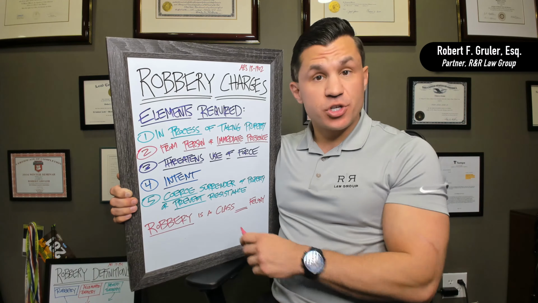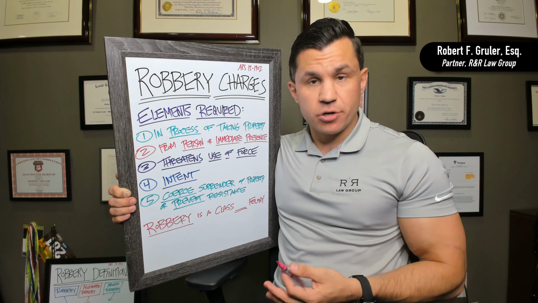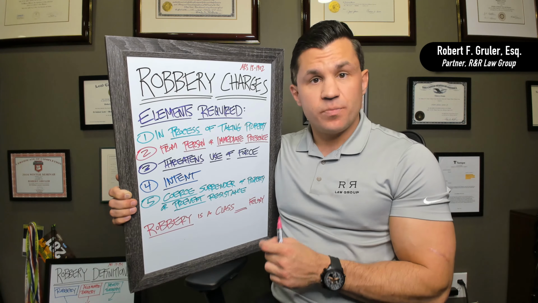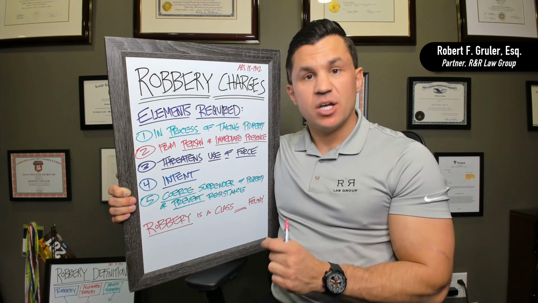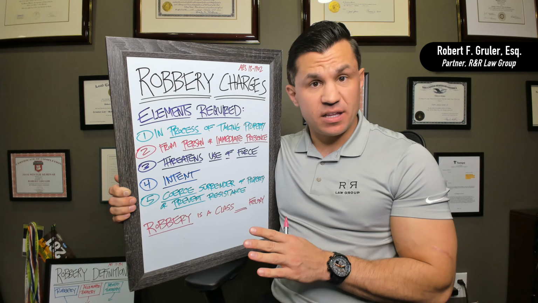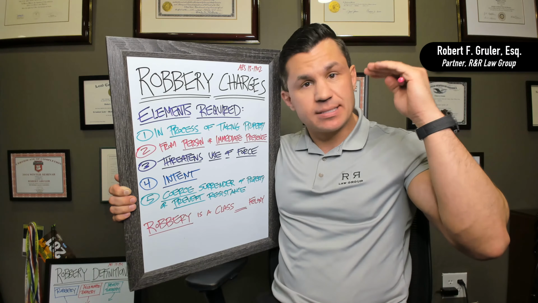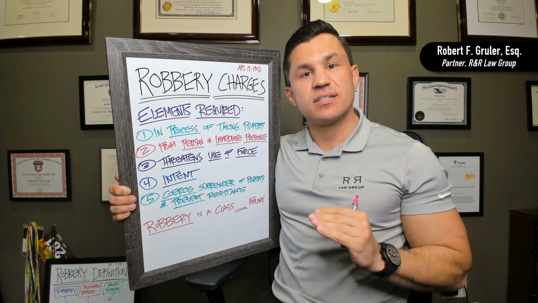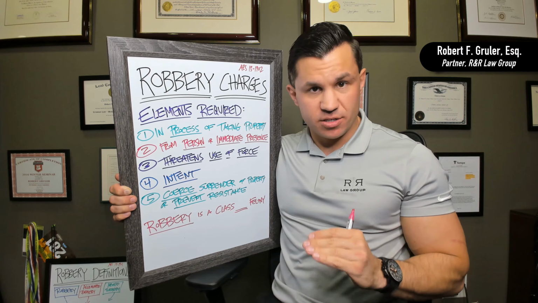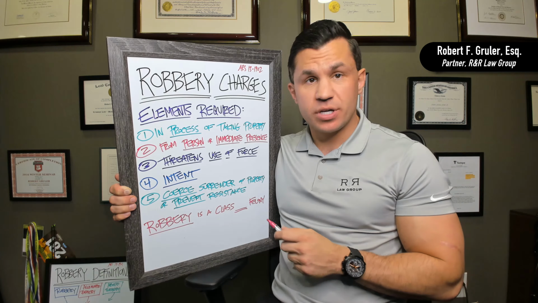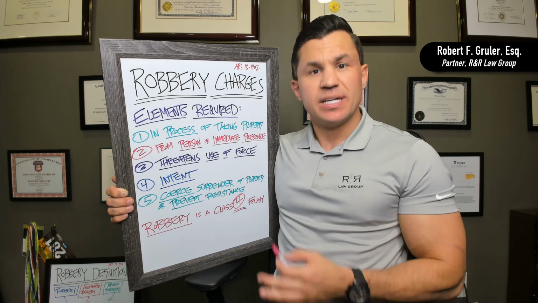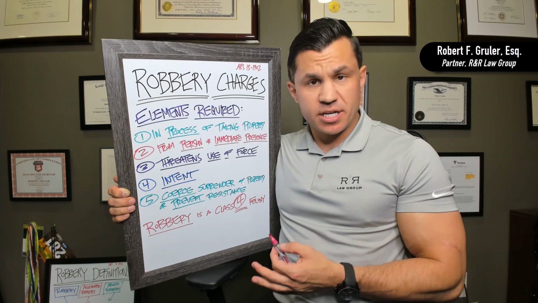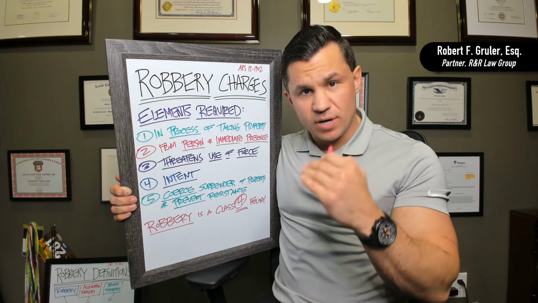Now that we know what the elements are, what are the penalties for robbery charges? As I said at the beginning of the video, there are more serious versions of robbery. In Arizona, we have 6 classifications of felony offenses. Class 1s are at the top. They're the most serious. Class 6 are at the bottom. They're the least serious. Robbery in Arizona is a Class 4 felony. So it's kind of right there in the middle. It's a fairly serious charge, as you can see here. It's not at the low end of the spectrum. It's kind of right there in the middle.